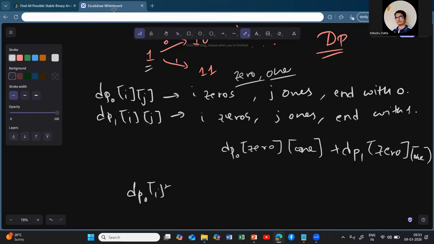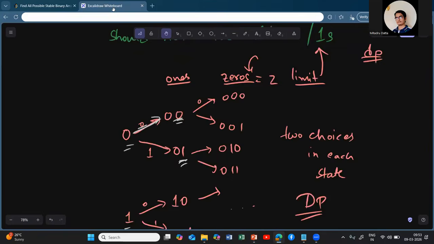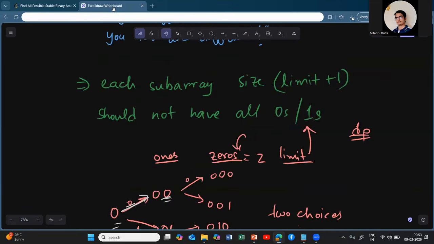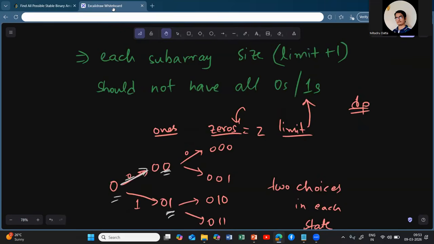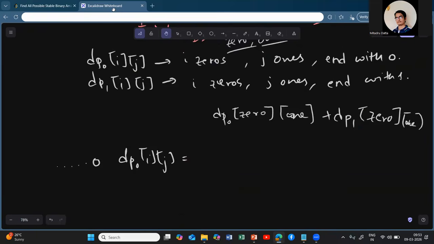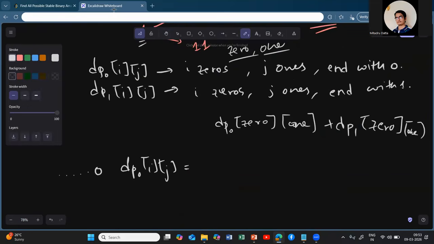And now the dp[i][j], if you're thinking, hey, how will I calculate this, this is also very easy if you try to think, because you want a series. This tells you that you have a series which ends with 0, and you need to follow this. You need to make sure that it does not violate this: it should not have all zeros or all ones in any subarray beyond the limit. And how will you do this?